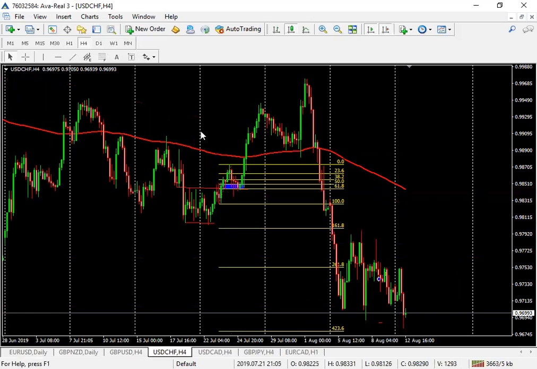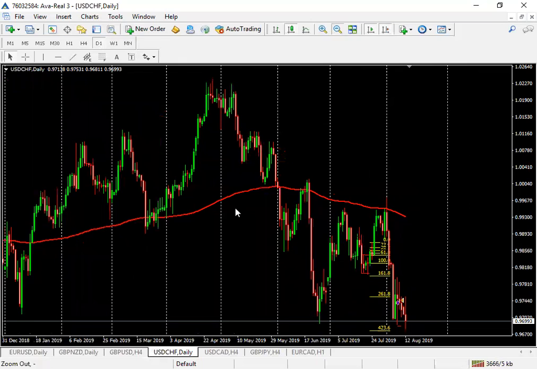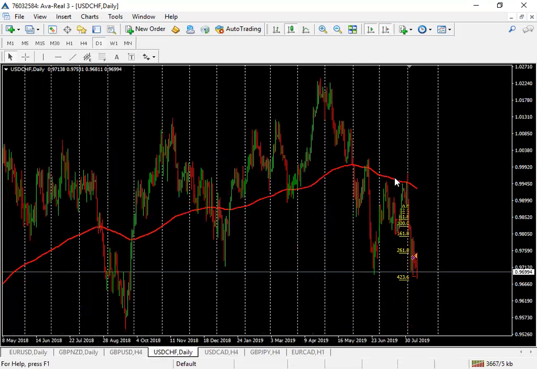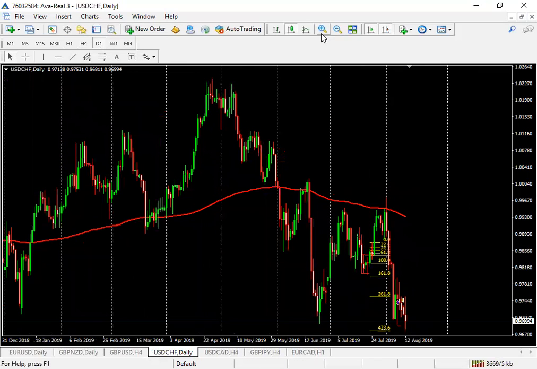The USD CHF has been on a very good run on the downside. We can see that spike. I think we did talk about this quite a while back.